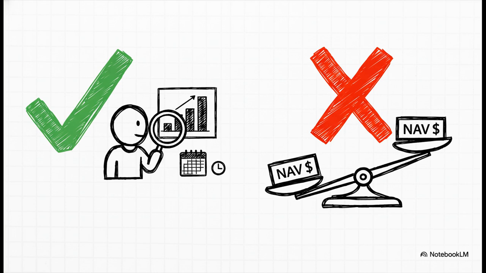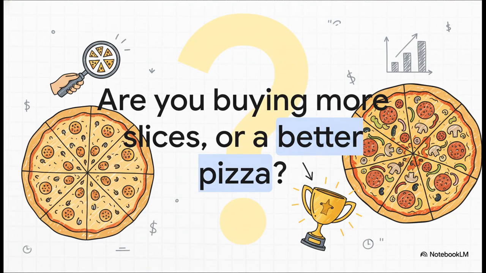So let's put NAV back in its proper place. It has one and only one useful job for you as an investor. It lets you track the value of the investment you already own day by day. That's it. It's a tracking tool, not a shopping tool. So I'll leave you with this final thought. The next time you see a fund with a super low NAV and you feel that pull, that ooh, it's cheap feeling, just stop and ask yourself, am I just getting excited about buying more slices, or should I be focused on buying a better pizza?